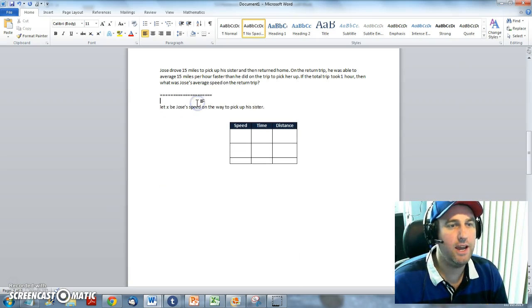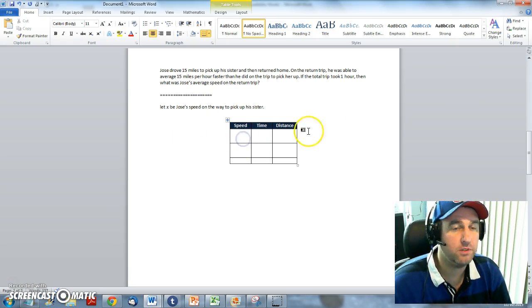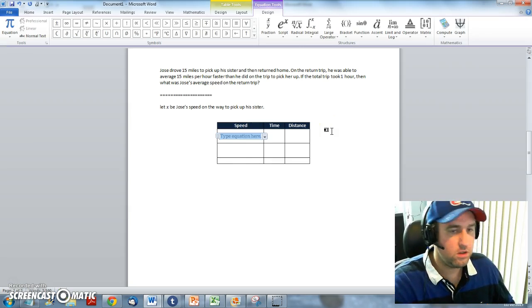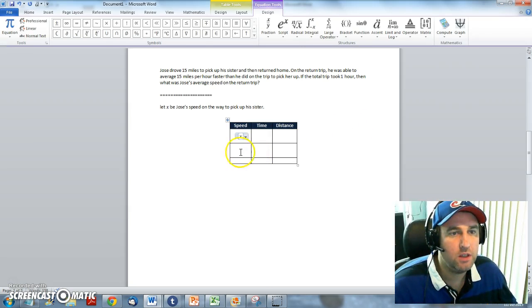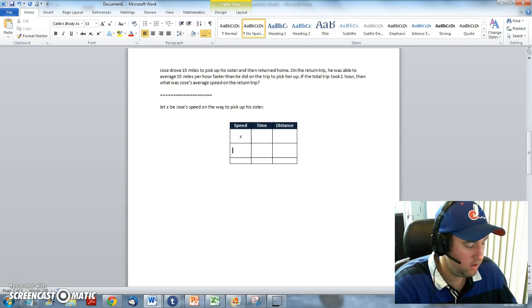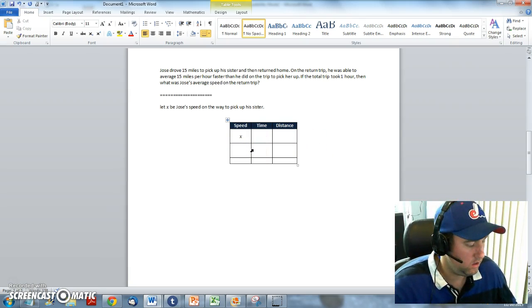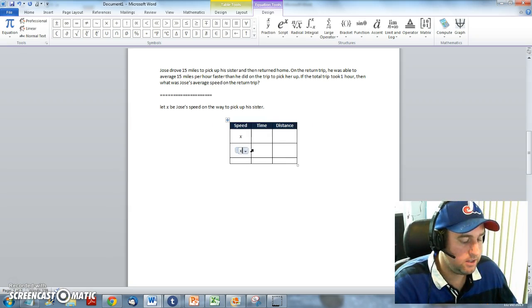We're going to let x be Jose's speed on the way to pick up his sister. So that's going to be x, and he was 15 miles per hour faster on the way back, so then it's x plus 15.